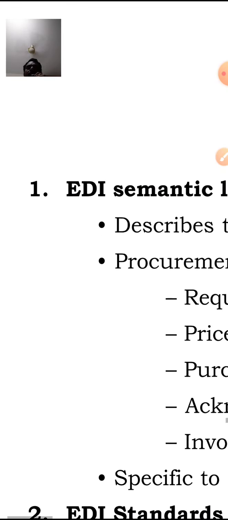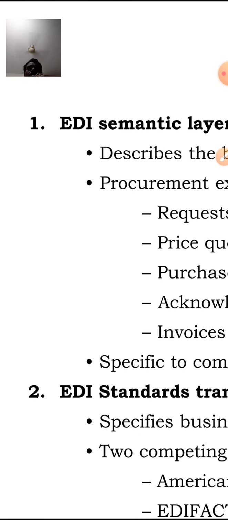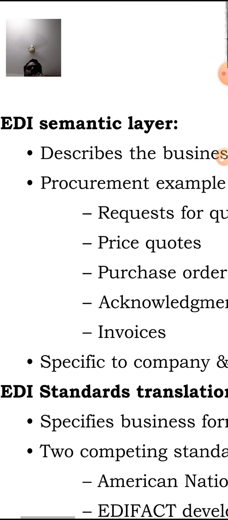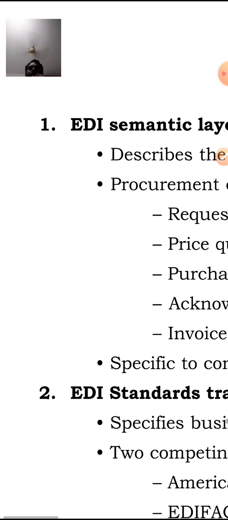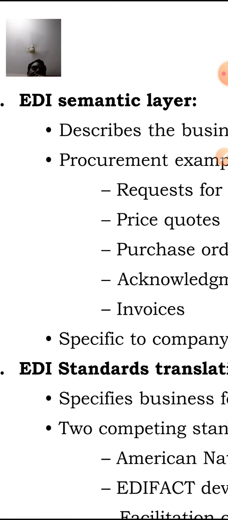So like that, the EDA application contains mainly the EDA semantic layer, EDA standard layer, EDA transportation layer, and EDA physical layer. Now we will discuss these layers' technologies and responsibilities thoroughly. So the first one is the EDA semantic layer. It describes the business applications. The EDA semantic layer explains about the business applications.